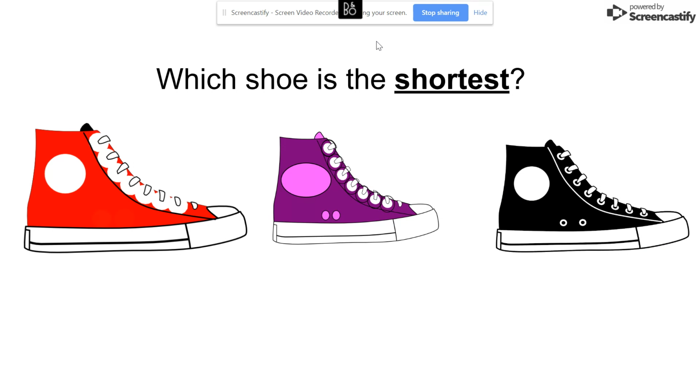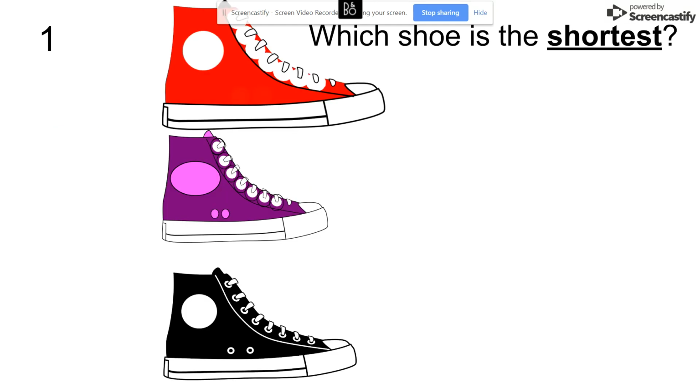Here we have three different shoes. Which shoe is the shortest? Let's try this one together. The first thing I need to do is line up all of my objects.